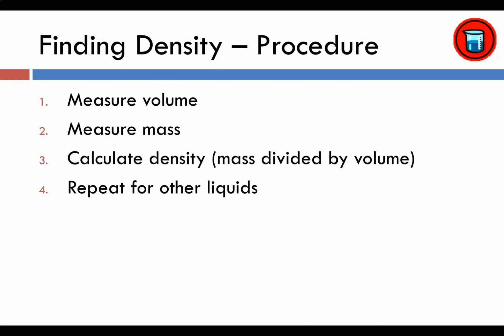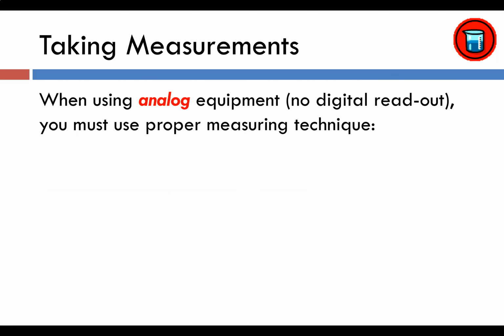Measuring mass is going to be easy, especially if we're using a digital scale. It'll just spit out a number and you can record it. Measuring volume from a graduated cylinder requires a little bit more work, so let's talk about that now. When we go to take measurements, if we're using analog equipment, so basically equipment that does not have a digital readout, you've got to use proper measuring techniques. You may have been introduced to this before in a previous science class. It's not a difficult technique to use, but students forget about it a lot in the lab.